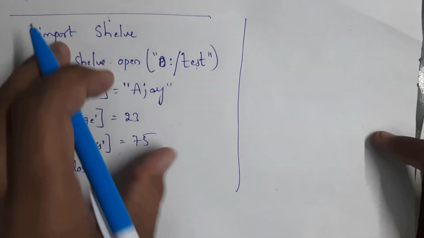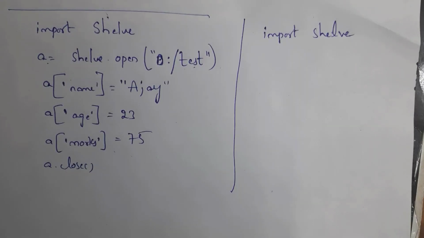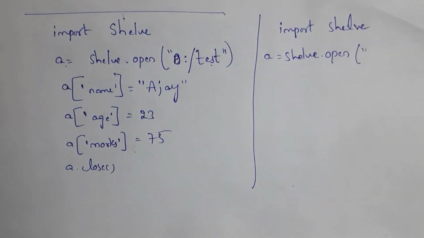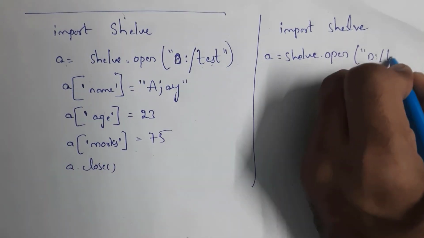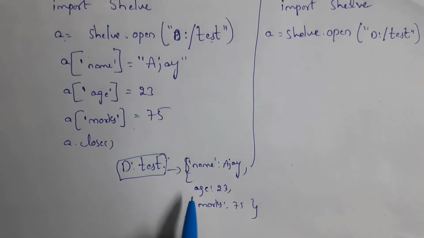We create a database. Next I will explain how to see data on my output screen. So just write here import shelve. Next open database. A equal to shelve.open, and my database name is test, which is present in local disk D. So write d : test. Whenever you run this code, it will open database. My database contains name Ajay, age 23 and marks 75. This is my database name.